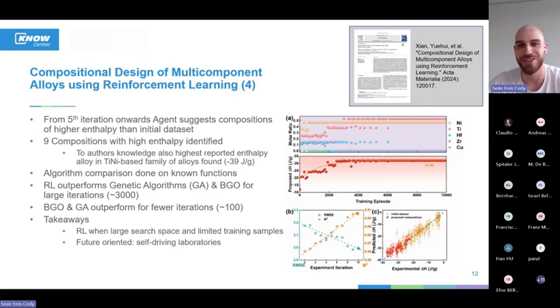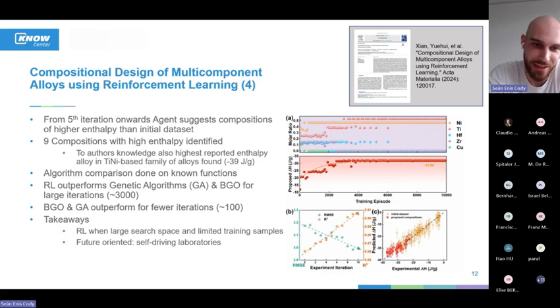And after this, they also, of course, wanted to compare if this was a sensible decision. Obviously, the results are good, but with publishing papers, as we all know, you also need a proper comparison. So they compared on known functions a genetic algorithm and Bayesian global optimization, and also they looked at DDPG and compared this to the DQN results. And what they found was that reinforcement learning outperformed genetic algorithms as well as the Bayesian optimization for large amounts of iterations. However, for low iterations, reinforcement learning was actually outperformed.